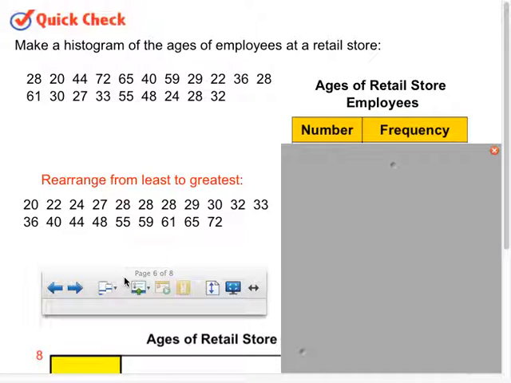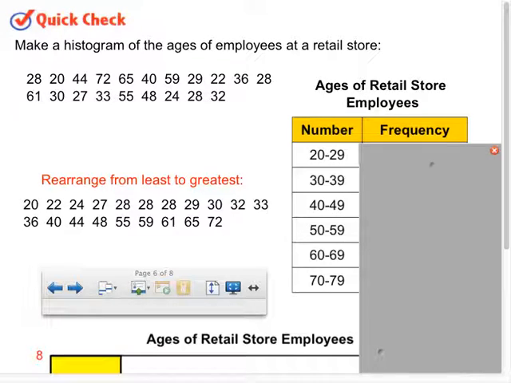Here are my intervals. Take a look. So my interval is how many numbers for each interval? Take a look. My first interval is 20 to 29. How many numbers are in that interval? Let's start out with 20. 20, 21, 22, 23, 24, 25, 26, 27, 28, 29. How many is that from 20 to 29? That's 10 numbers in that interval.